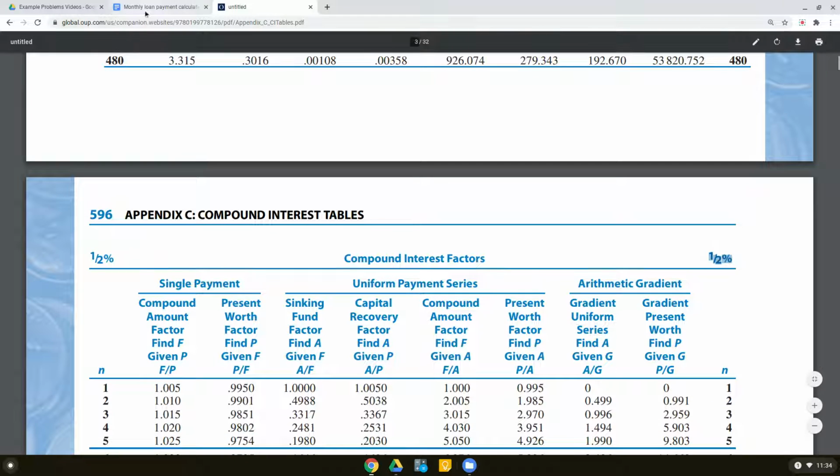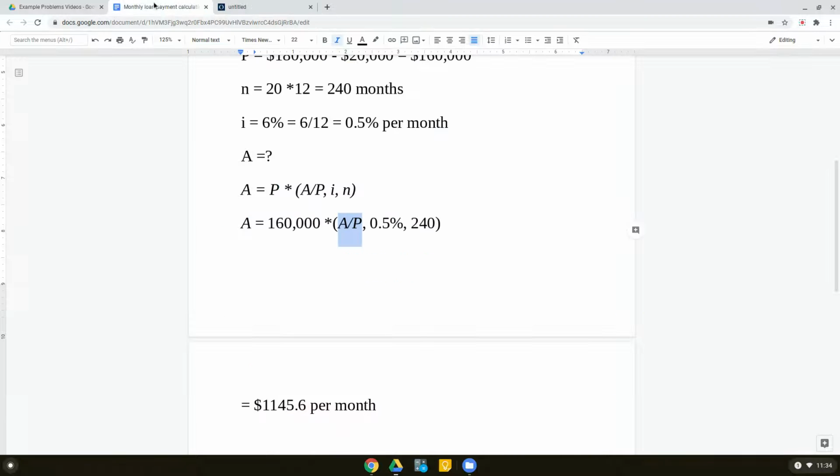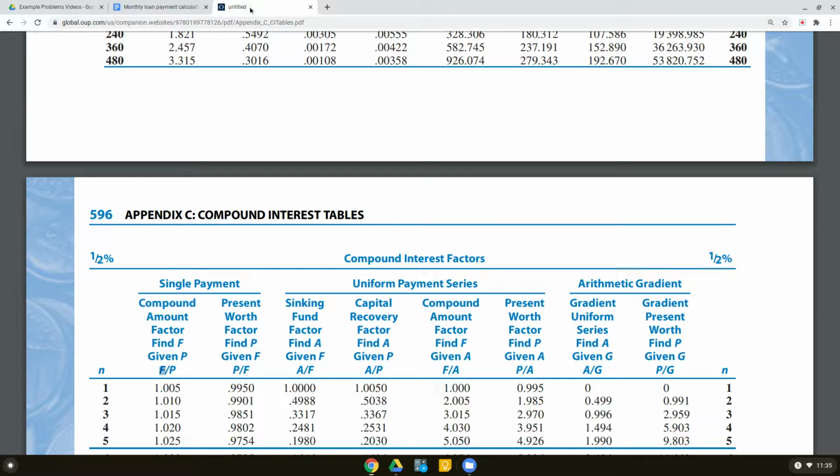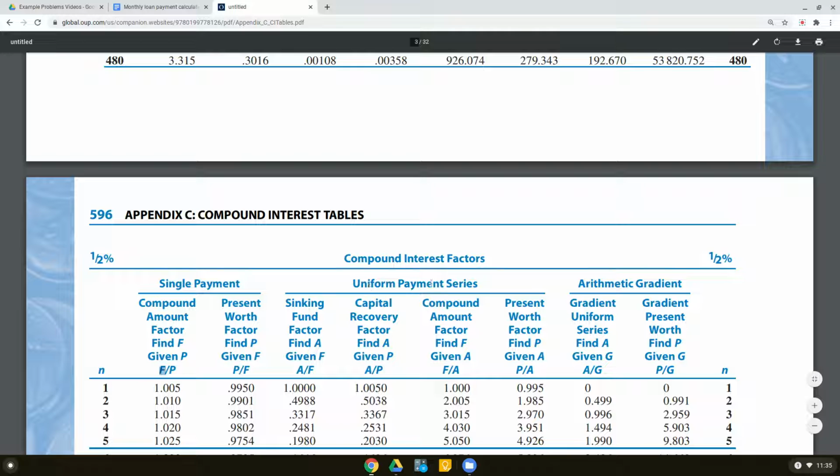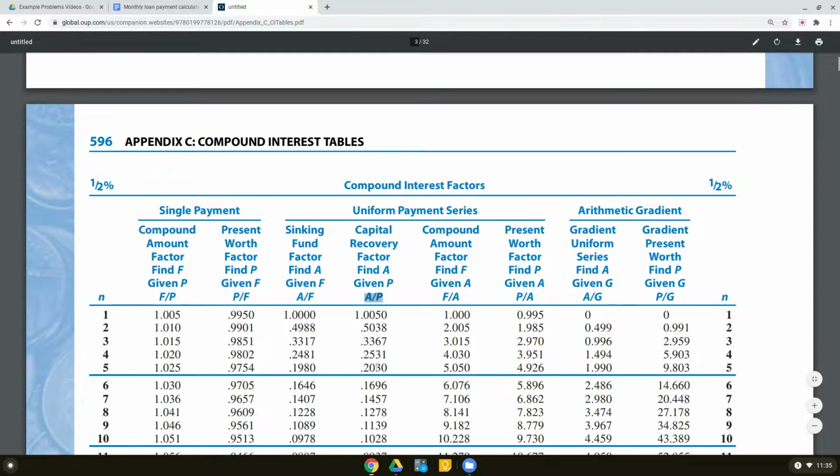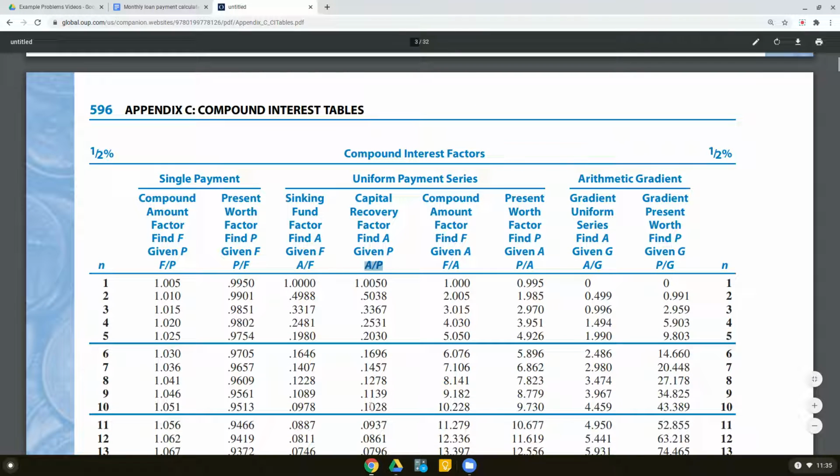There are lots of different factors given in the column captions: F given P, P given F, and so on, depending on what is given and what you want to calculate. So we want to find A given P. That is under the uniform payment series. A given P, this one. This is the column we are interested in.